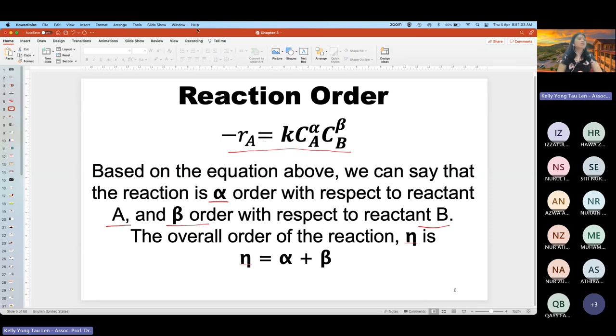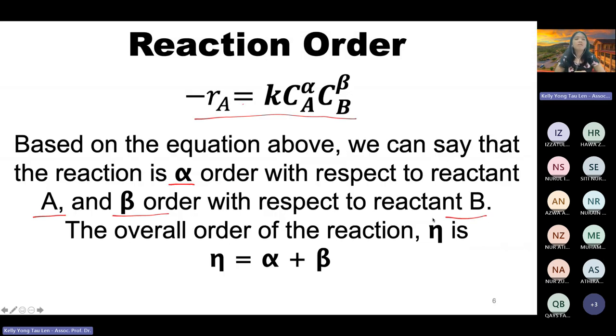So later on in chapter 5, you will learn by yourself how we determine the reaction order, this alpha and beta. So I keep emphasizing, the challenge is that you must understand the continuity between each chapter. Let's say you haven't yet mastered chapter 2, or you struggle in chapter 2, you'll find it a bit hard in chapter 3. So I will go slowly so that you can catch up one by one.